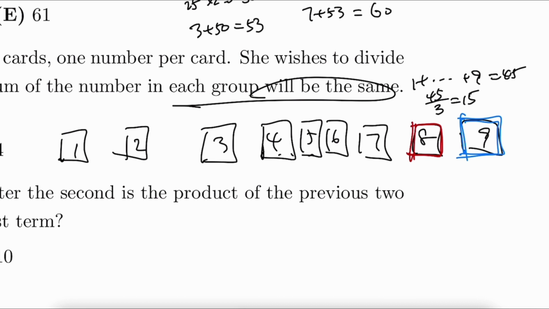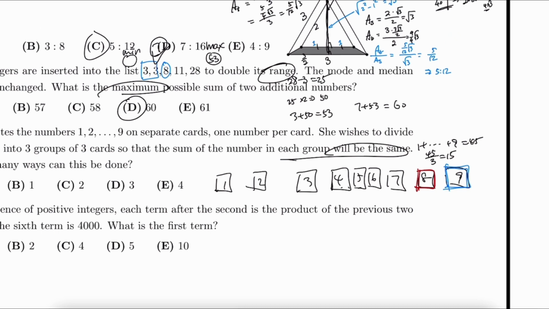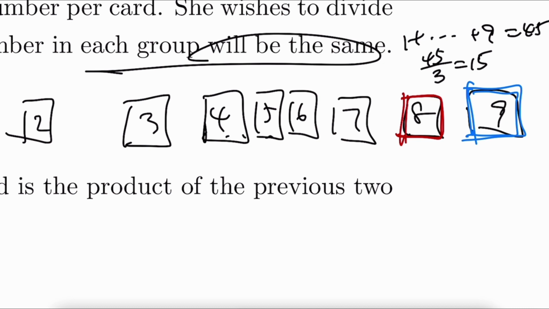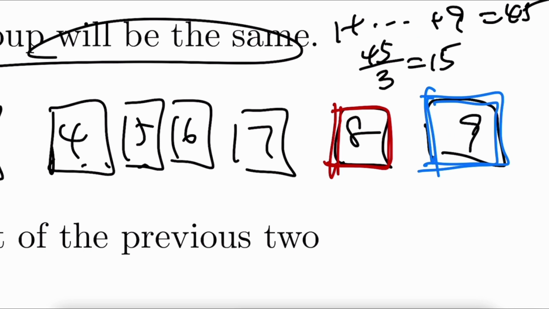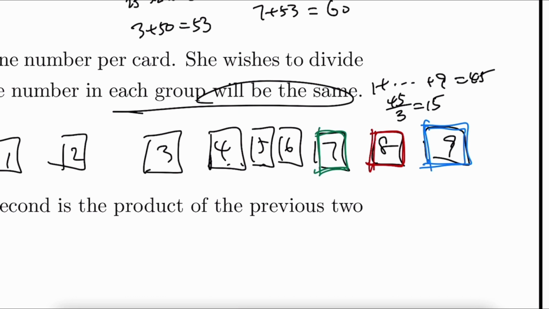How can we make it so that the sum of the numbers in each group will be the same as 15? So, this 8 could have a 7, but once it has the 7, it cannot do anything anymore because it has the 7 and we need one more number. Each group has to have 3 cards, we need one more number and we can't have it. Even the minimum 1 will get us to a sum of 16, so that cannot work. So 7 has to be in its own group. So 7, 8, 9 are all in their own groups.